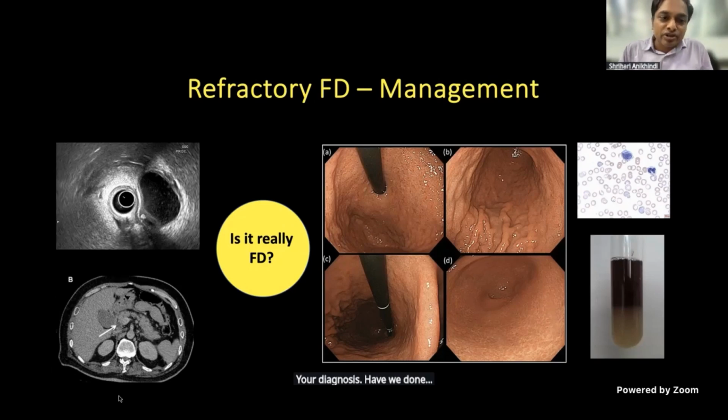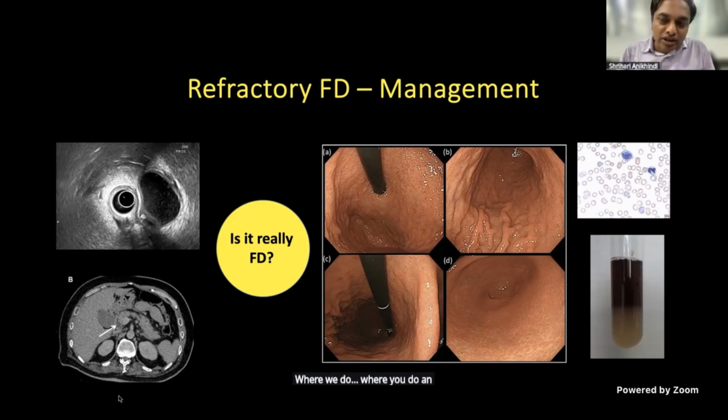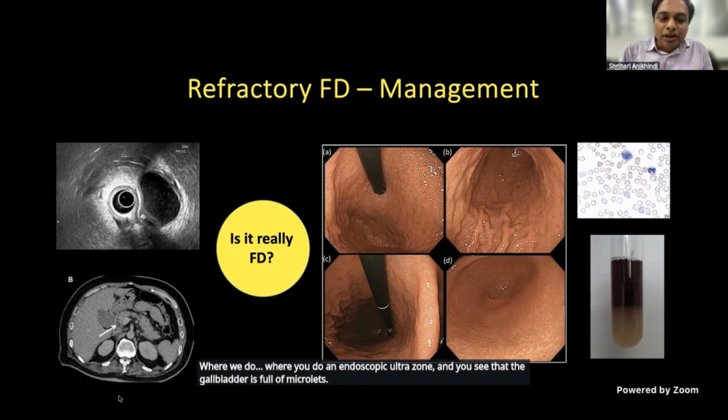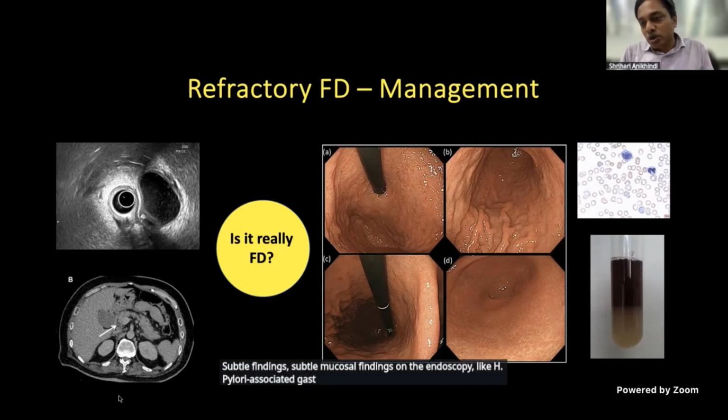Have we thoroughly investigated these patients? To tell you some very notable examples, patients with GB microliths or a stone just stuck at the GB neck. This might not always be picked up on an ultrasound. We have had many patients where you do an endoscopic ultrasound and you see that the gallbladder is full of microliths. You have an annular pancreas, which is not picked up even by an experienced radiologist. Subtle mucosal findings on the endoscopy, like H. pylori associated gastritis, which was not picked up by the kits, which were not standardized. Certain very subtle findings on the endoscopy.